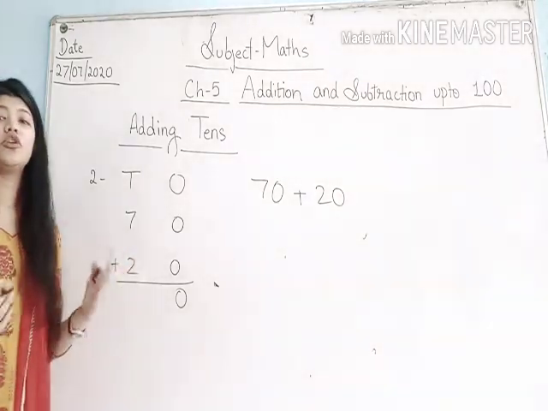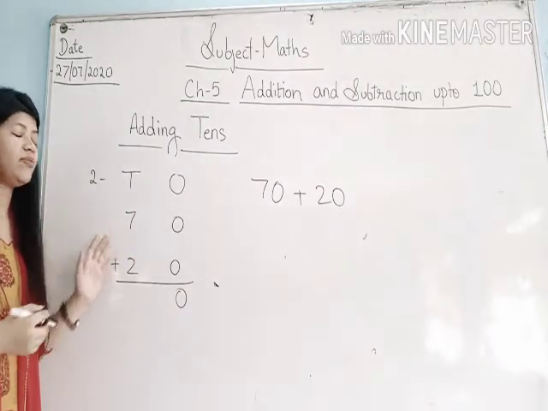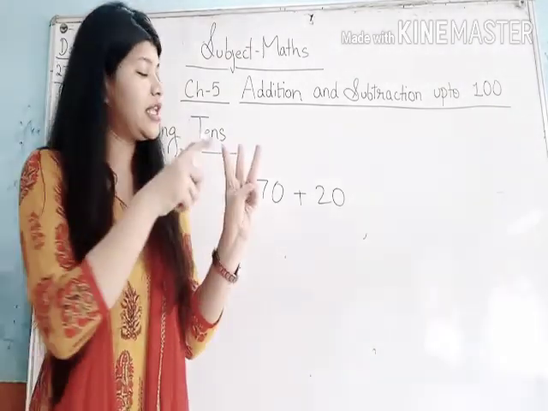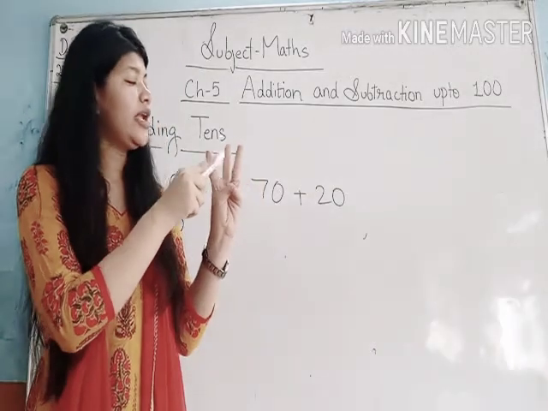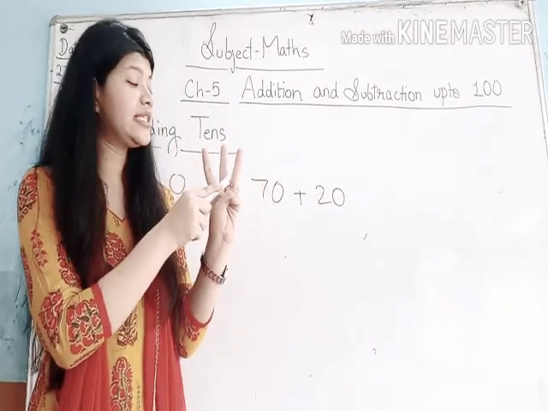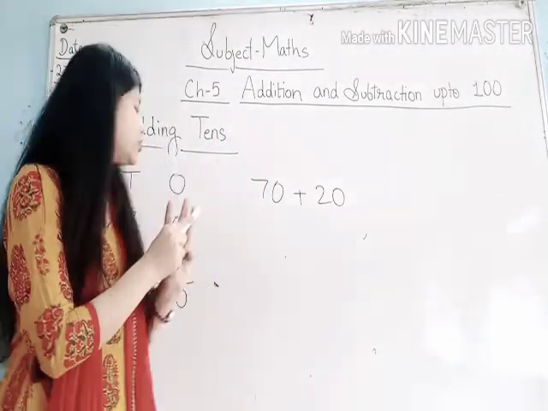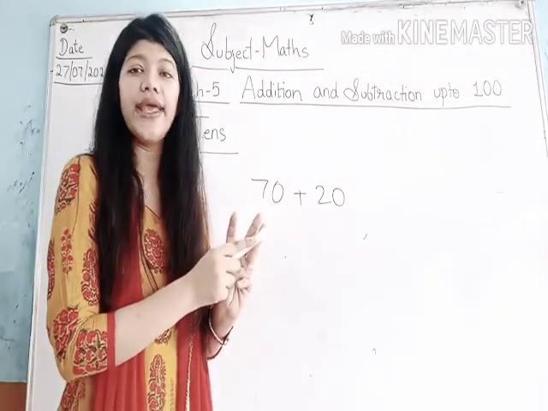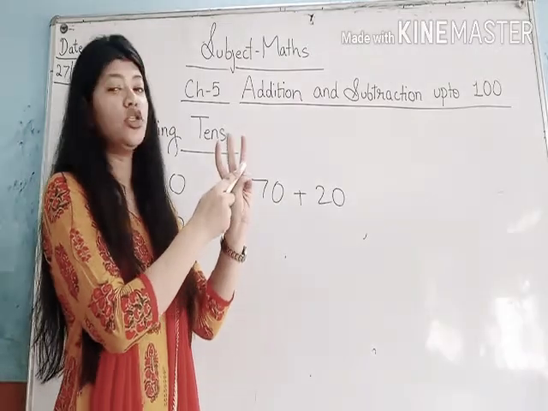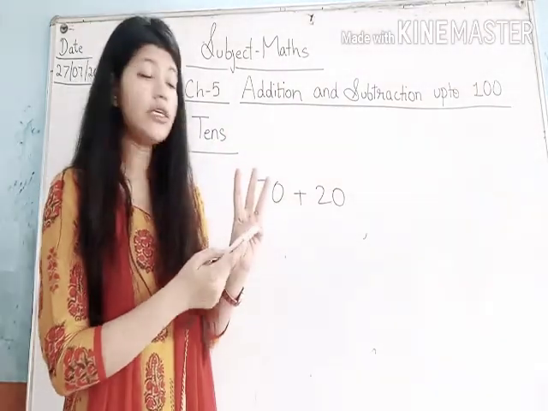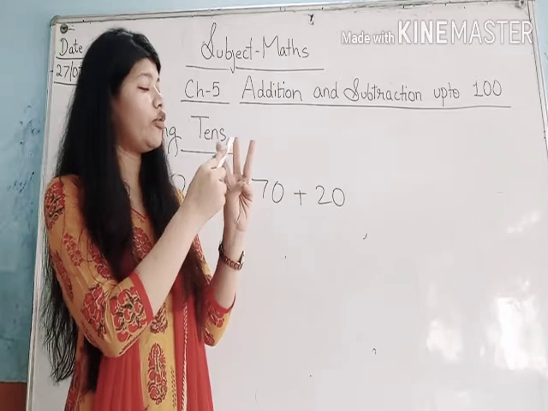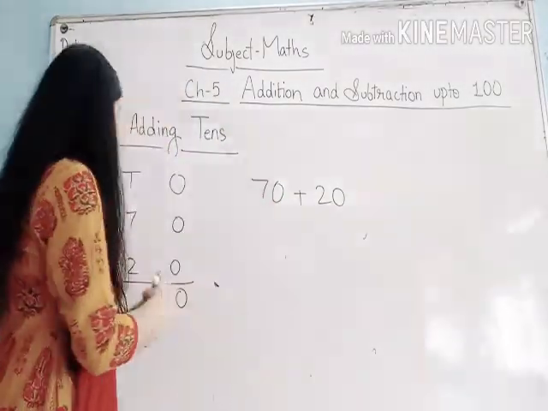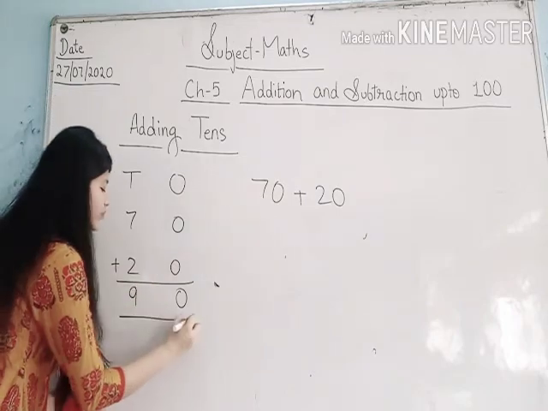7 plus 2. Now students see, let's add 7 plus 2 on our fingertips. Okay. Now see, 1, 2, 3, 4, 5, 6, 7. Now 7 plus 2 means we have to add 2 more. So 7, 1, 2. What we got as an answer? 1, 2, 3, 4, 5, 6, 7, 8, 9. So here the answer will be 9.